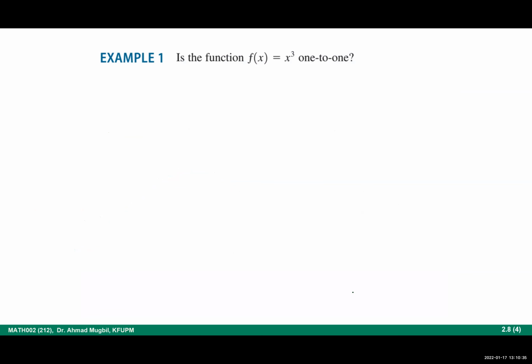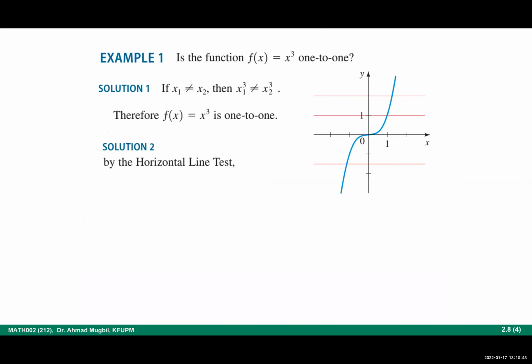Like this, look at the cubing function, x to the power 3. What is the best way to show that it is one-to-one? Sketch the graph. Look, this is the graph of the function. It is a well-known basic function. If you draw any line here or here or here, anywhere, it will intersect it only once. If you can find one horizontal line that intersects more than once, then it is not.